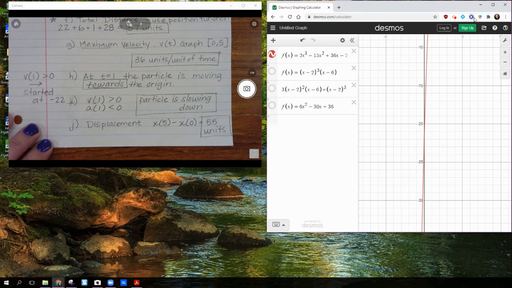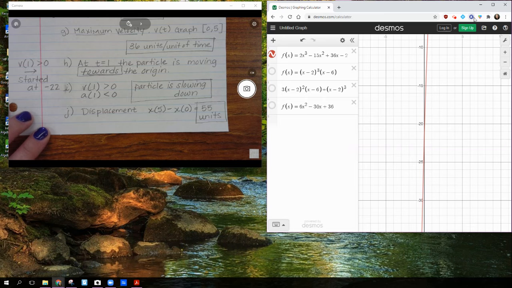Letter I, is the particle speeding up or slowing down? We did a nice job on this. Remember that if the velocity and the acceleration have opposite signs, then it's slowing down. So you'd plug 1 in for the velocity, you'd plug 1 in for the acceleration, see what you get as far as positive and negative answers, and then go from there. If they're both positive or they're both negative for that matter, it's speeding up. Letter J, what's the displacement? Displacement is just a formula, so x of 5 minus x of 0, and total displacement is 55 units.